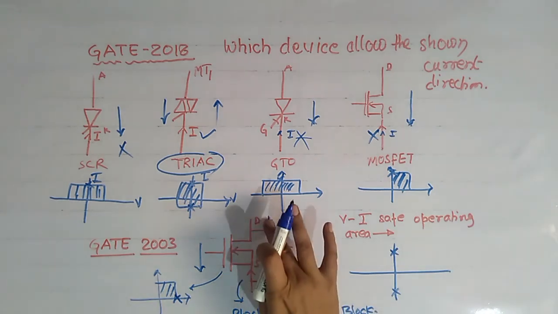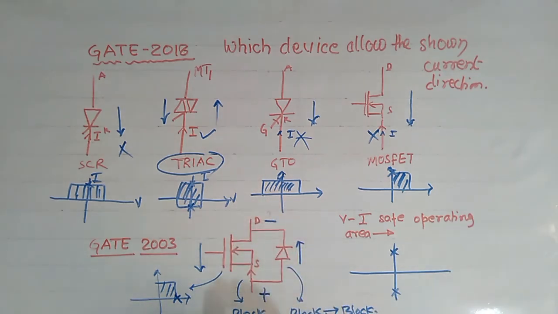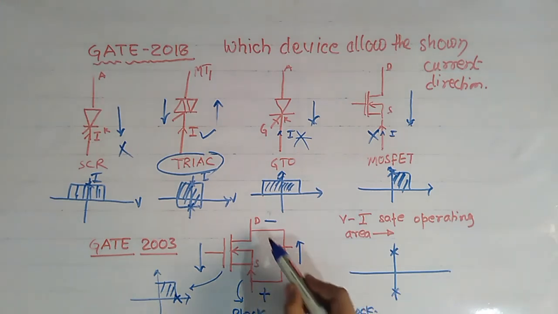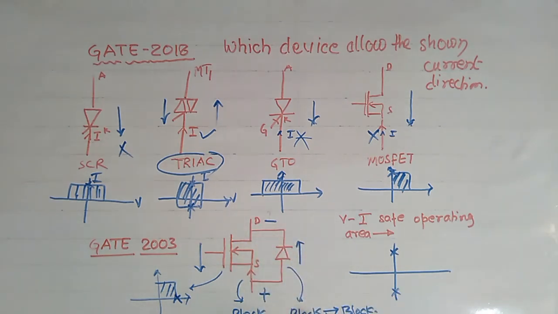Okay, now suppose this is negative and this is positive. In that case, this acts as reverse polarity for this MOSFET, and the MOSFET will allow this polarity. And for this polarity, this diode gets forward biased, so this diode will also allow this polarity. So overall, this device will allow this polarity. So we can say that it blocks only the forward polarity of voltages. So the safe operating area will be like this. Okay, so the answer is this.